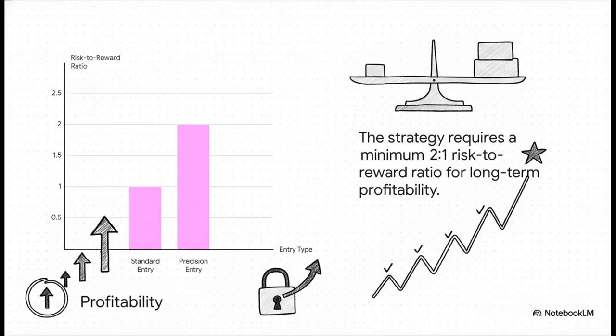So why? Why go through all this trouble? It all comes down to risk to reward. A standard, kind of lazy entry might get you a 1-to-1 ratio, but with this precision model, we're aiming for 2-to-1 or even better. And this is completely non-negotiable for the strategy. It is the absolute key to long-term profitability.